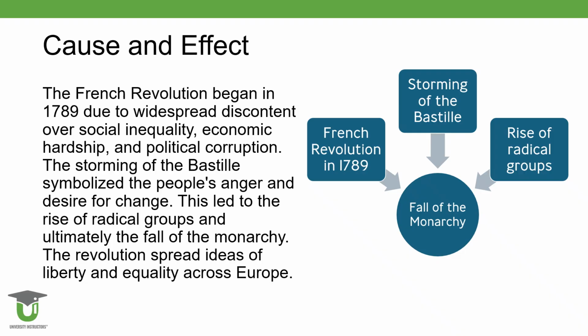If a student struggled with comprehension and was given or created a graphic organizer like the one shown on the right, the student would know that they are looking for multiple ideas that are related to one idea, or multiple causes that lead to one effect. In this case, the French Revolution in 1789, storming of the Bastille, and the rise of radical groups led to the fall of the monarchy.